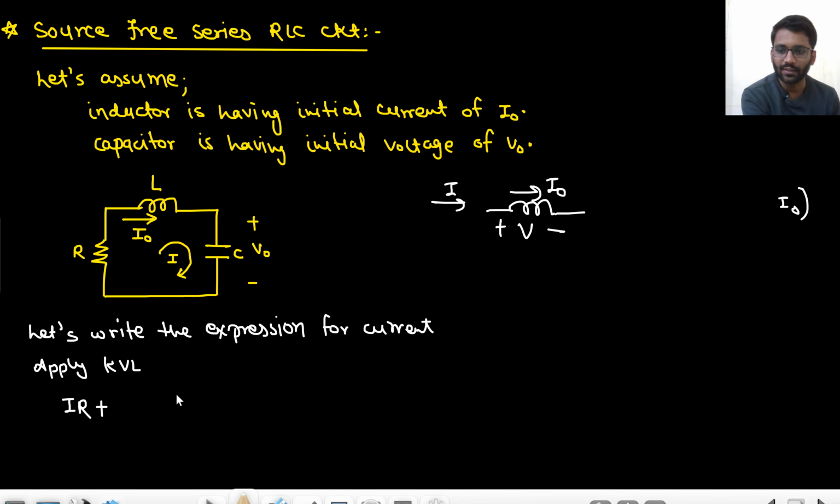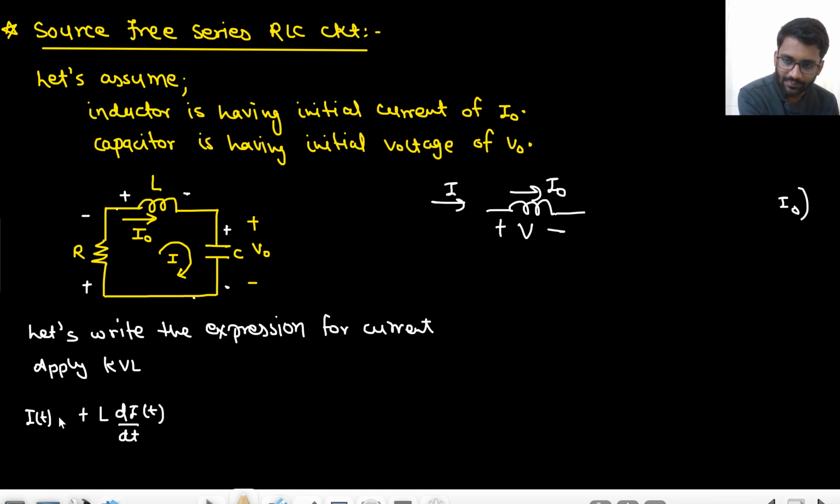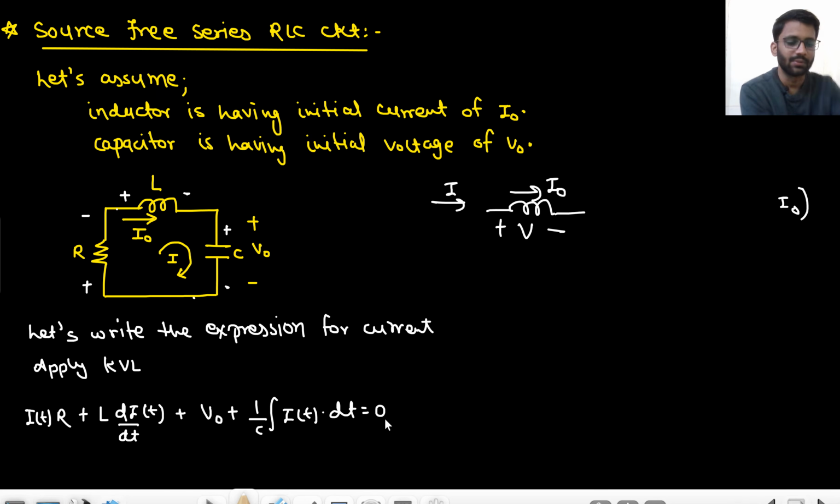So I was writing the KVL. The current i(t) flows like this, so the drops will be like this in the inductor and in the capacitor. If you start from here, plus, plus and plus, all will have the same sign. So I can write i(t) into R plus L di by dt, plus, since we are writing the potential, the initial potential as well, V naught plus 1 by C integral of i(t) dt is equal to 0.